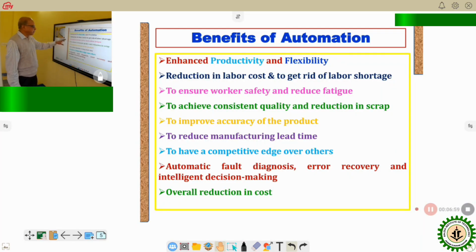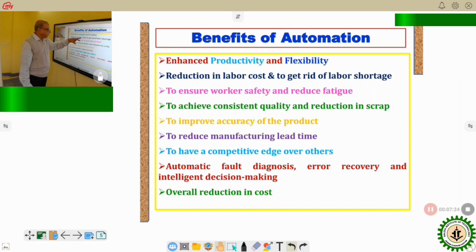What are the benefits that can be added whenever you are in business? One of the very fundamental key performance indicators is productivity. And since we are in the flexible domain of manufacturing, flexibility is our main criterion. So enhancing productivity and offering higher flexibility are the two major key performance indicators of automation.